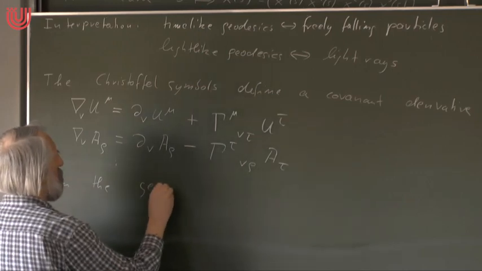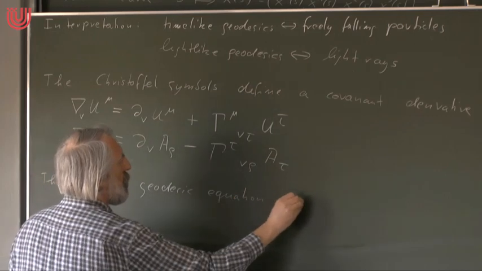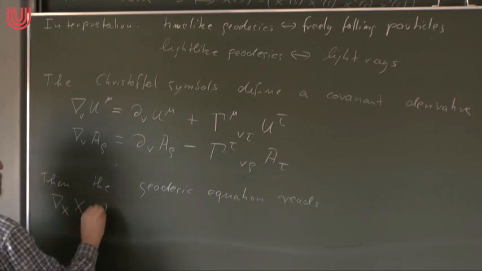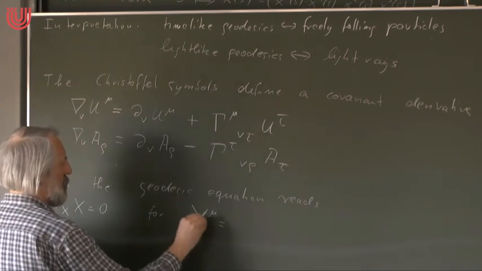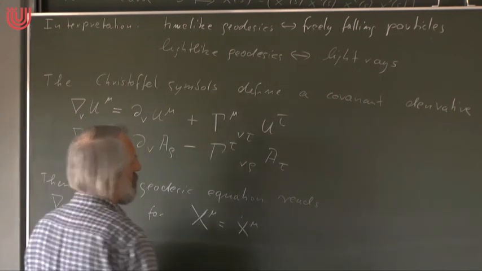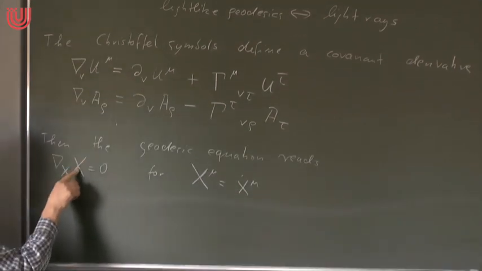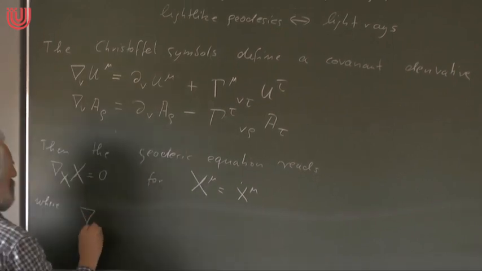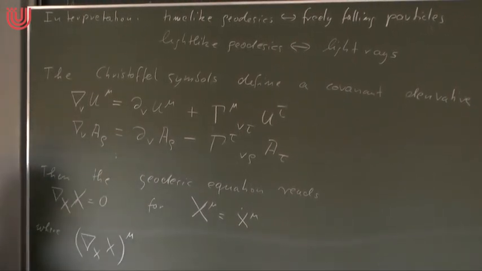Then the geodesic equation reads, for that's a capital X. Maybe it's a little bit difficult to distinguish. That's a capital X. And this is the derivative of my curve, little mu. And so that would be the geodesic equation in this notation, where this is a vector field, so it has components with an index mu.